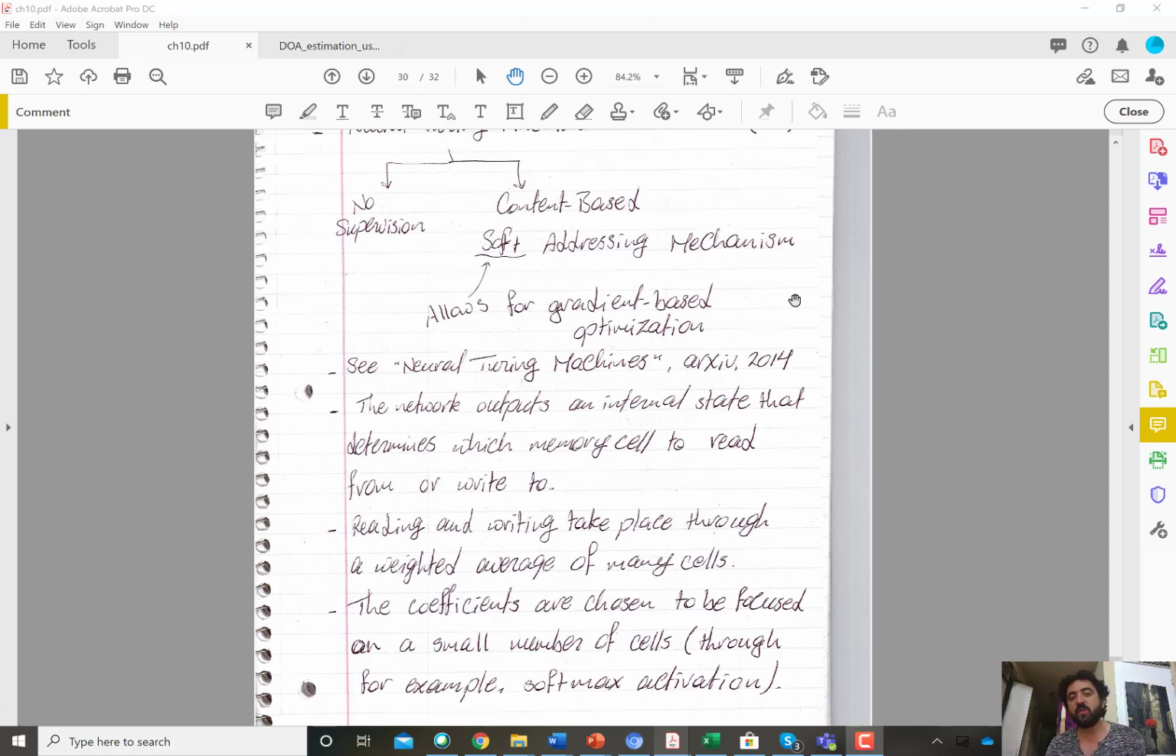In the next video, we will focus the whole video on the addressing mechanisms, and we'll start with the content-based addressing mechanism in neural Turing machines.